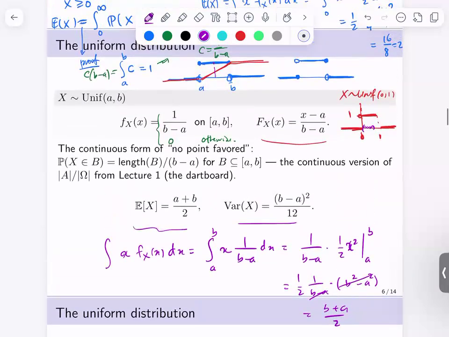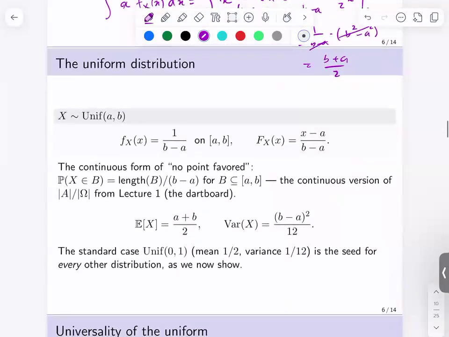And it's really the center of the distribution. The variance you can compute similarly, and it turns out to be this quantity. Okay. Hopefully you've seen this before. So for a uniform distribution on 0, 1, the mean would be 1/2. The variance would be 1 over 12. So it's good to remember. Any questions?